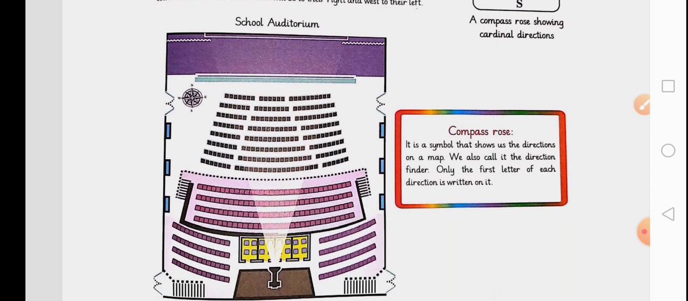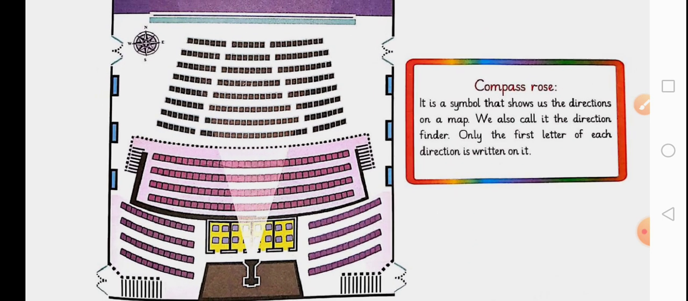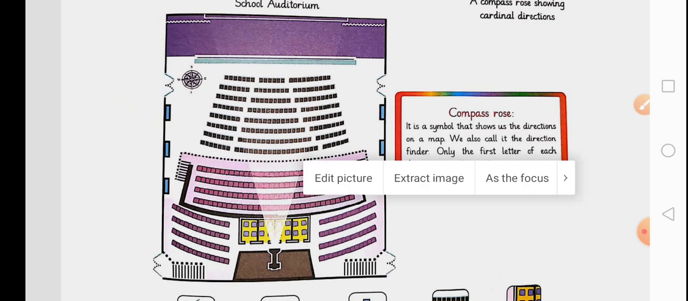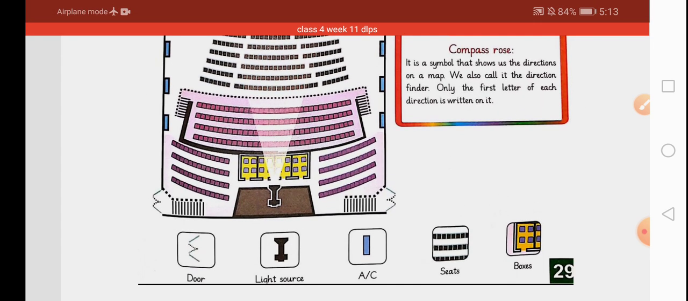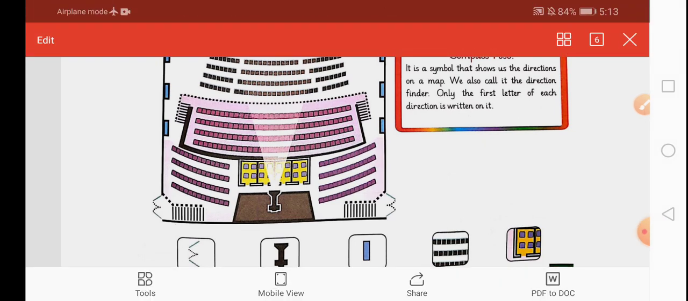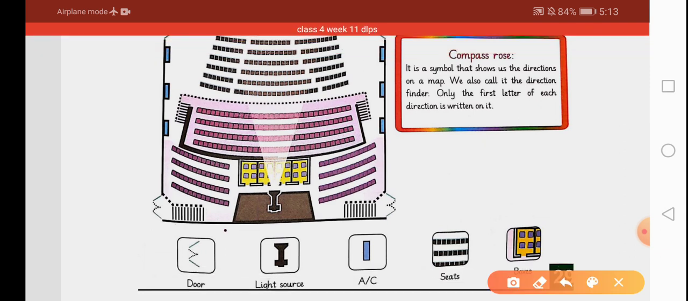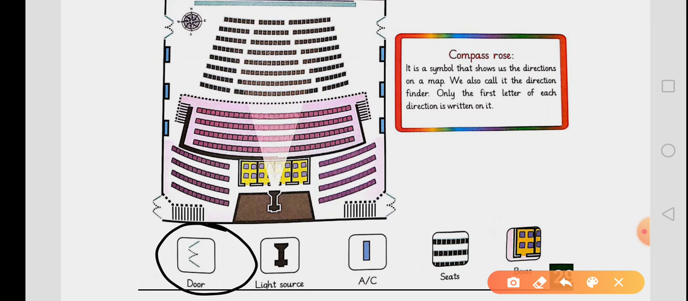Here the map of a school auditorium is made. Please look at it. This map is telling you about the auditorium in detail, and at the end of this map they have given us a key. Can you look at it? Different symbols are made on this key, like this symbol on the map stands for the door.